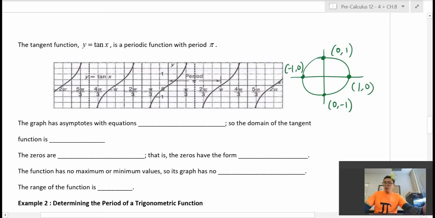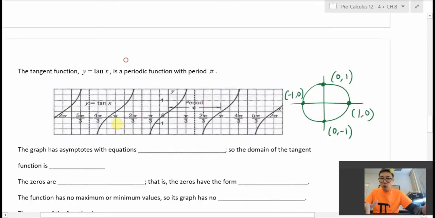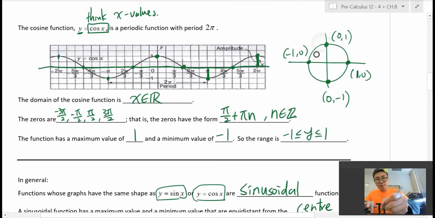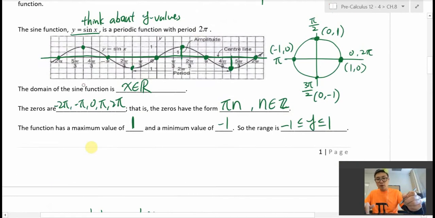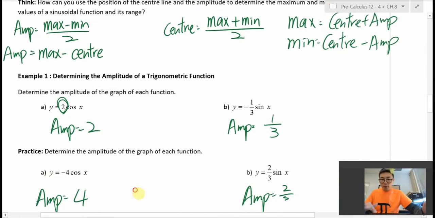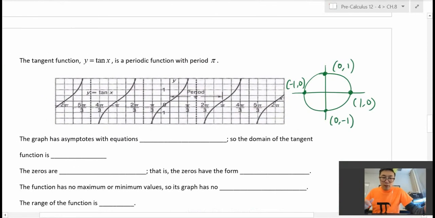Okay, so tangent function is a periodic function with period pi in this case. So notice how cosine function and sine function have a period of 2 pi as well. Okay, but for tangent it is only pi, and the reason why is because tangent is y over x.